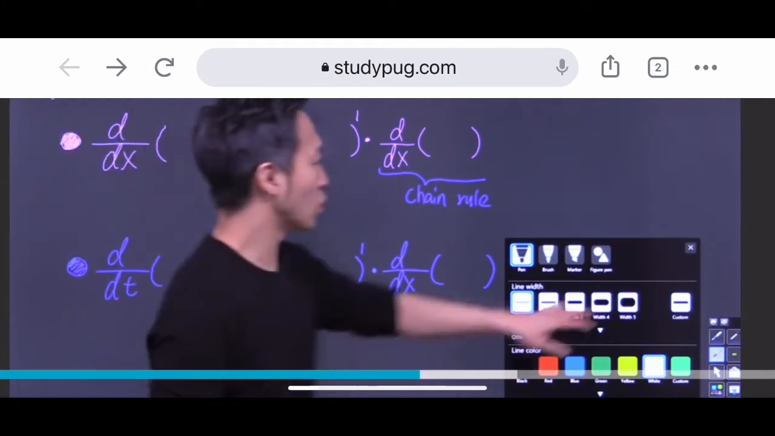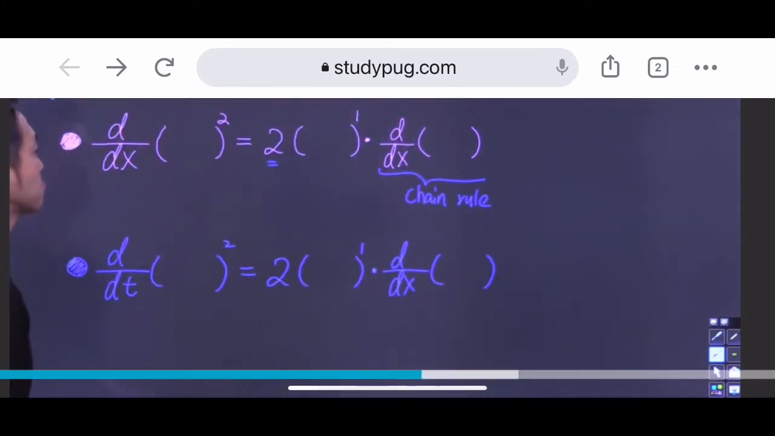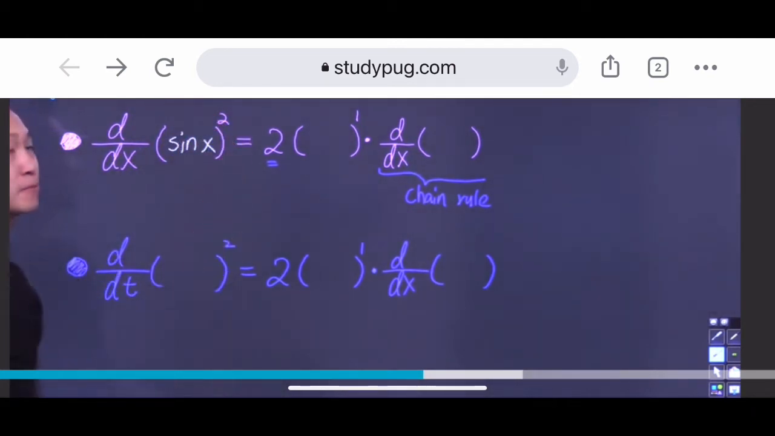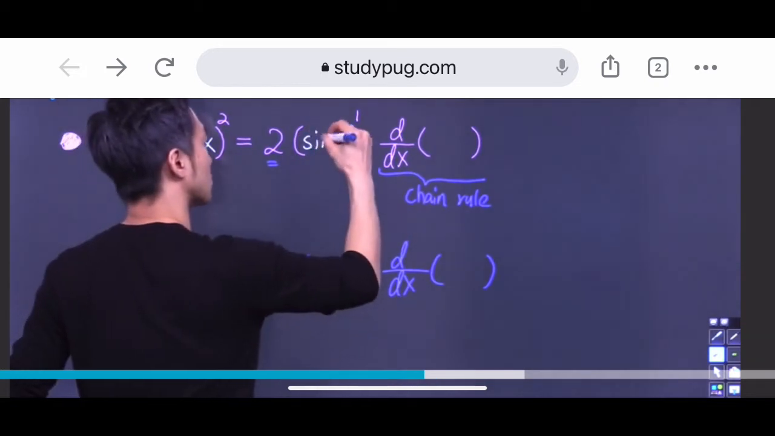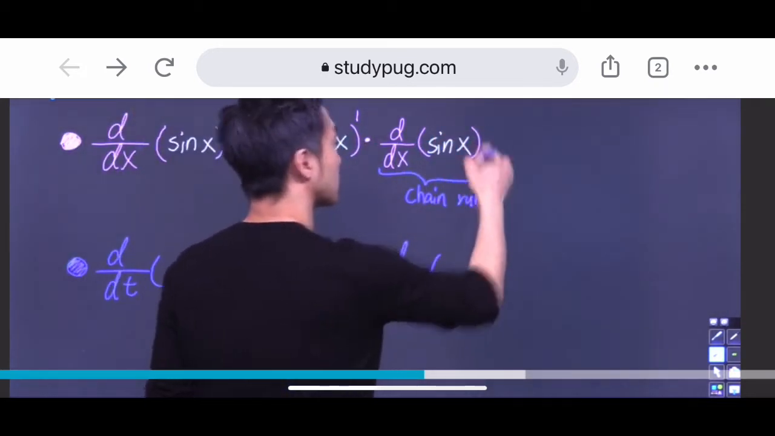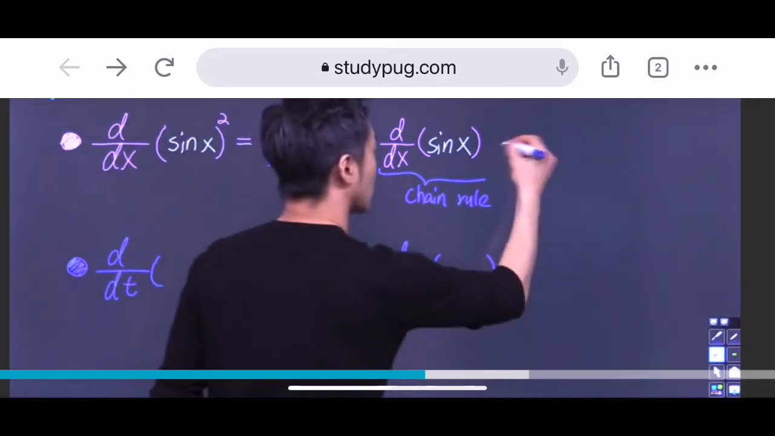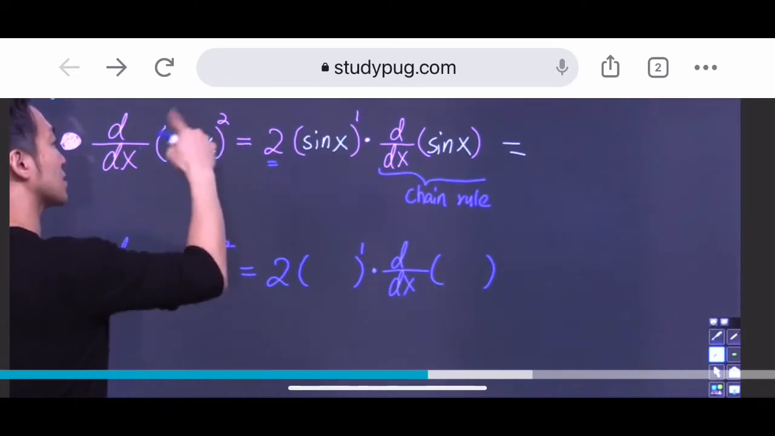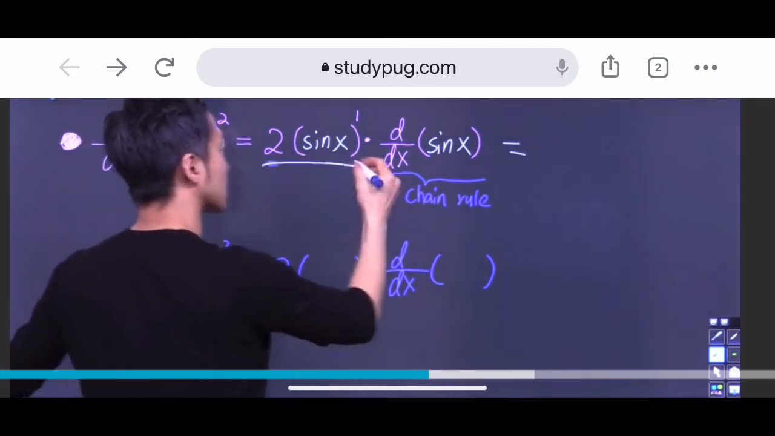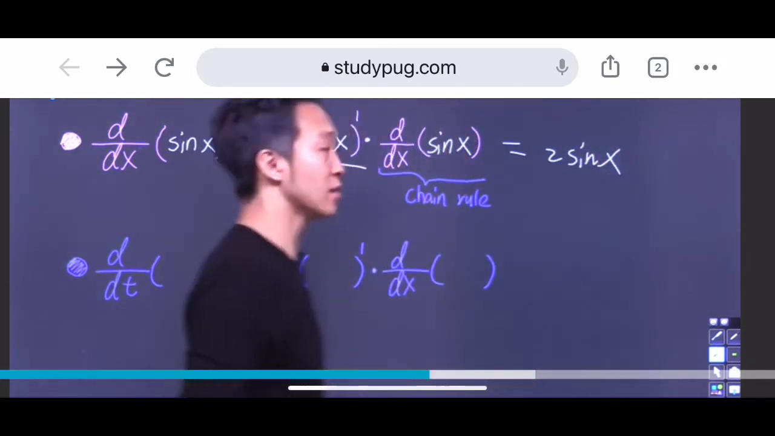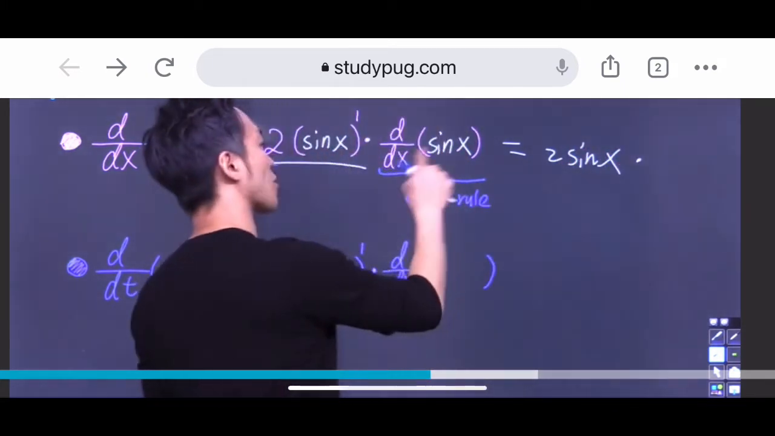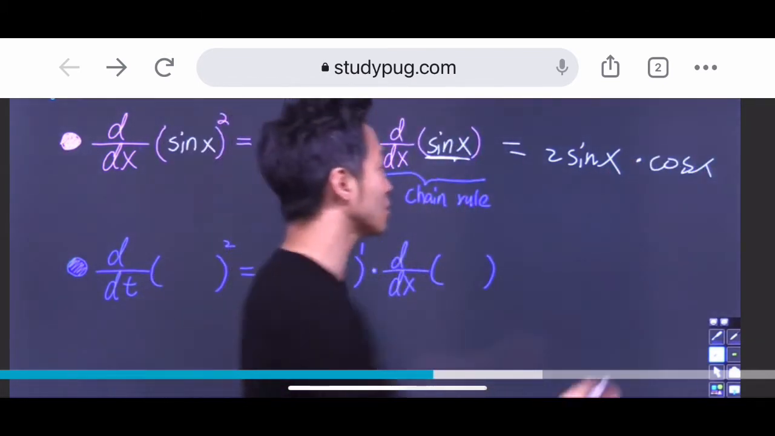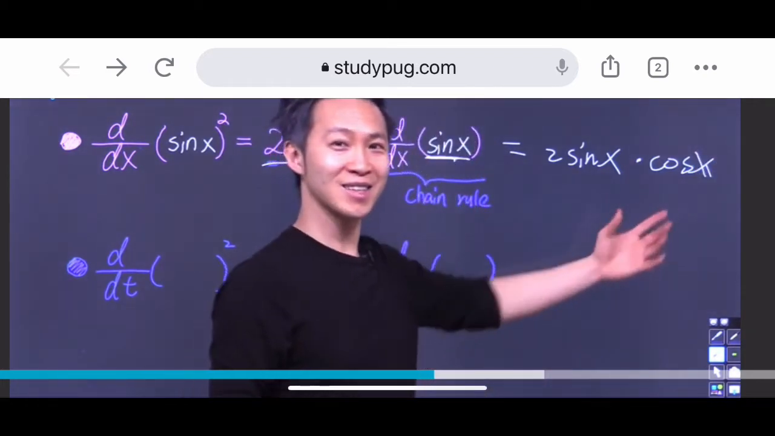Now, let me give you a few examples. Let's say we want to take the derivative of sine x, squared. Inside the bracket, I'm just going to put the function sine x. And just like that, we can find the derivative very easily. The derivative of sine x, the whole thing squared, is 2 sine x times the derivative of sine x, which is cosine x. Then we're done. Simple as that. Really cool, right?